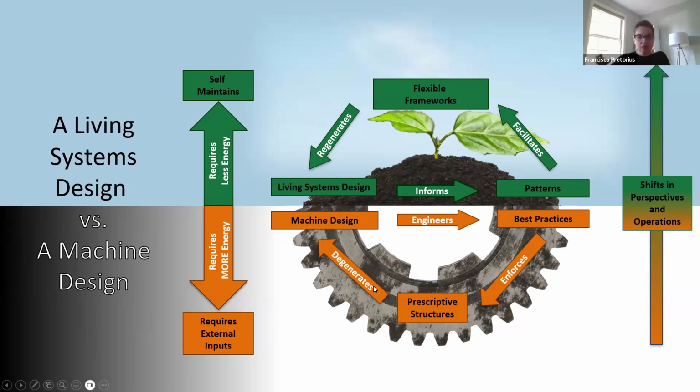And the whole idea, this concept of degenerating, it just means it requires more input. It requires external input. It requires external energy to make sure that you can create these repeatable results. You always have to put in something from outside into the system to make it work. So the difference with a living system is it can regenerate itself within a boundary of its own making. So a living system design informs patterns, it facilitates flexible frameworks, and then it regenerates. It requires less energy. So it's a self-maintaining system.